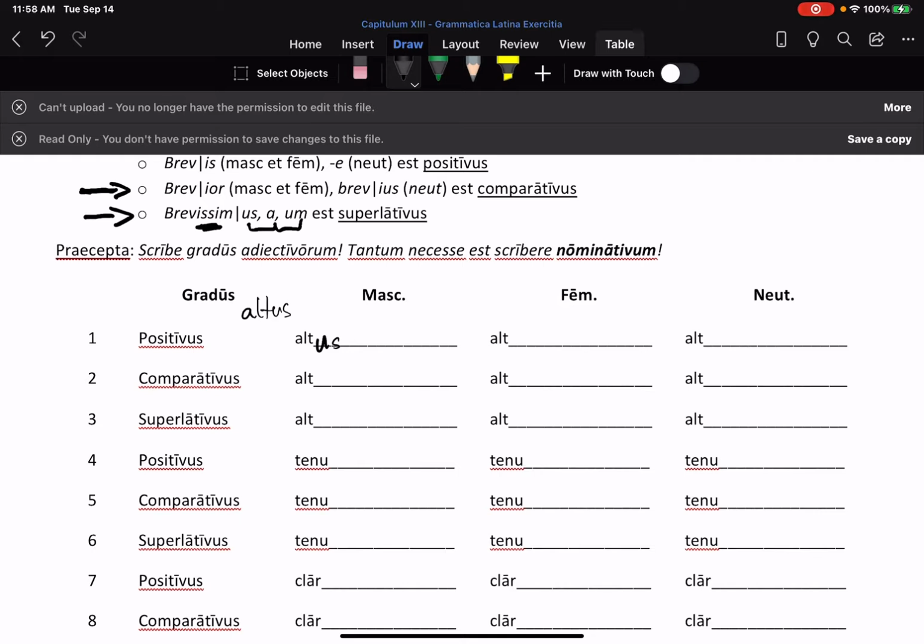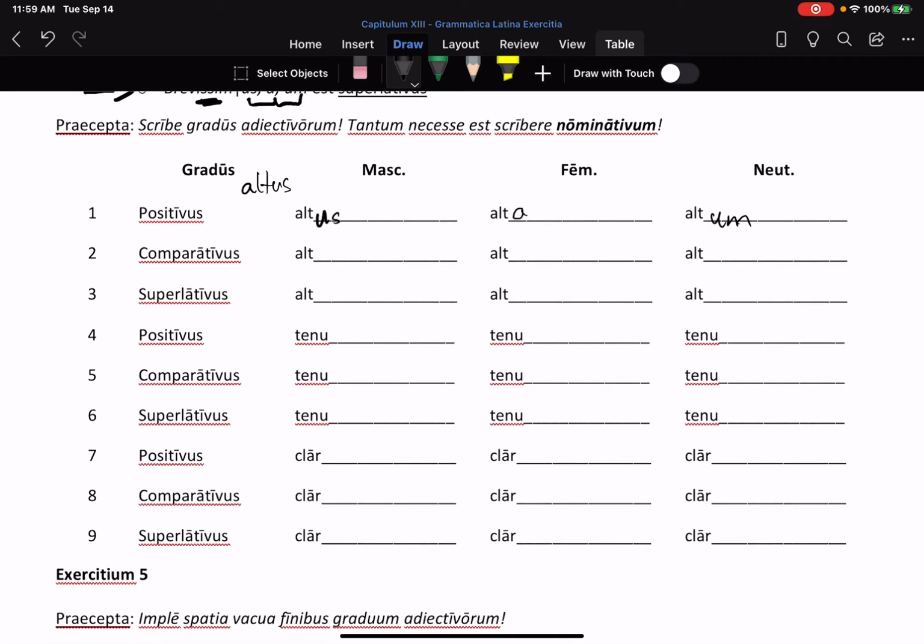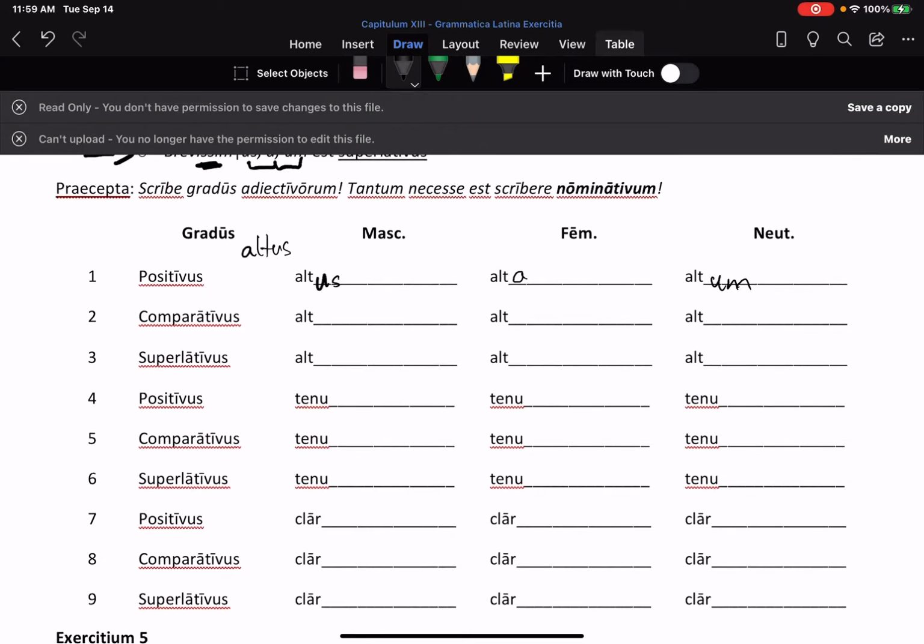For masculine, altus. For feminine, alta. For neuter, altum, right? Altum. Great. Now let's move on to the comparative form of this adjective. How would we say taller in Latin? We'd say altior, right? And then in feminine, it would stay altior.